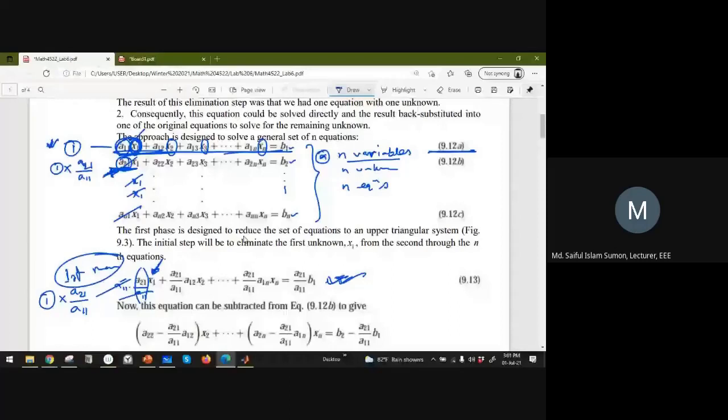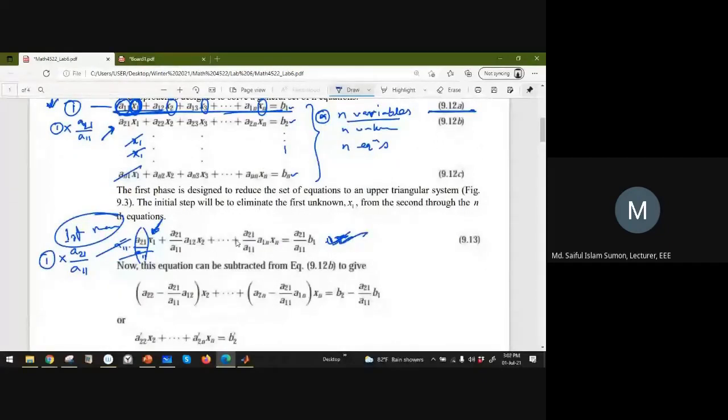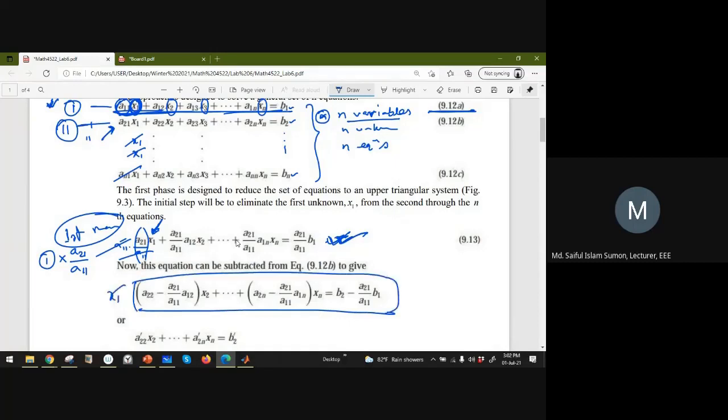Can you relate? Yes, sir. Or are you getting confused? No, sir. Okay, very good. So in this way, I have got one equation. Now, if I simply subtract this equation from equation number 2, then we are going to get something like this, where my x1 has been cancelled because both of them have the same coefficient, so my x1 will be removed.